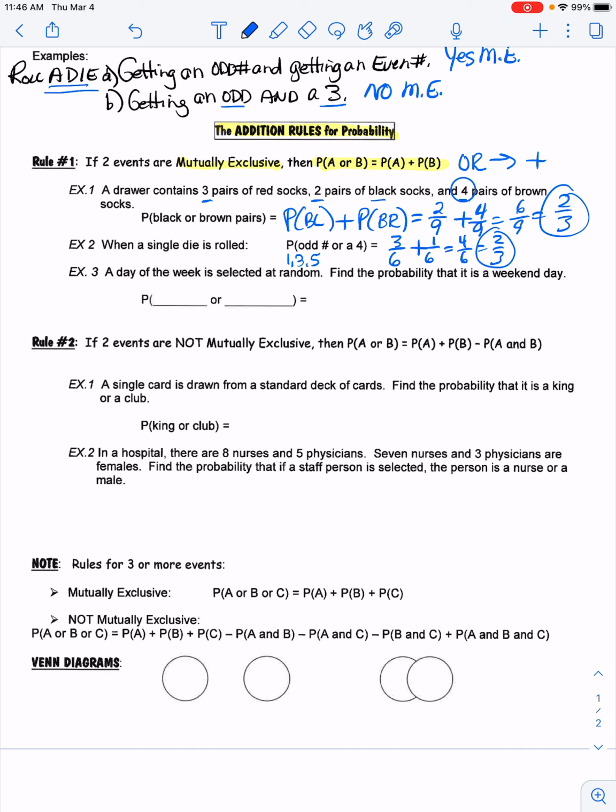All right, next one. A day of the week is selected at random. Find the probability that it is a weekend day. So weekend meaning Saturday or Sunday. There's 7 days in a week. There's 1 Saturday or 1 Sunday. We can't be both. So there's a 2 out of 7 chance of being a weekend day.